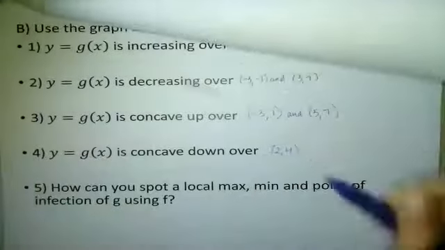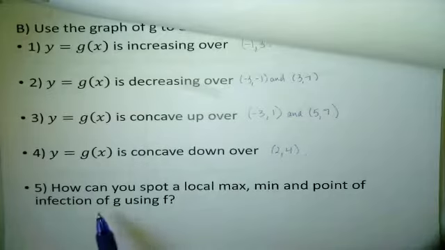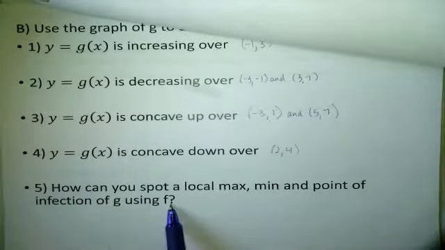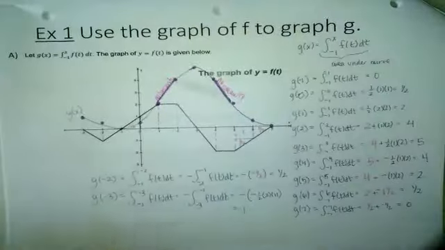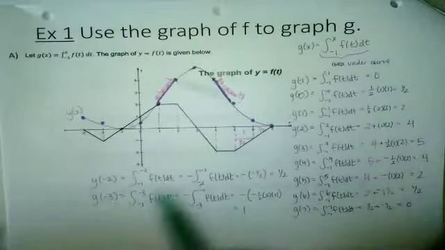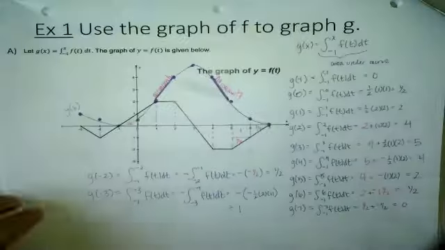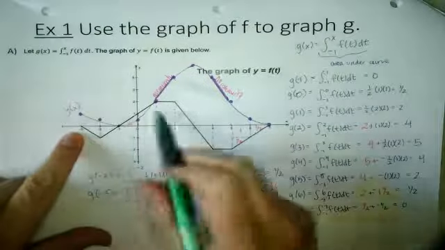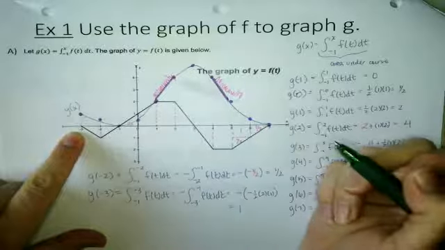Now here's the question we really want to answer. How can you spot a local max, min, and point of inflection of G just using the graph of F that was given to us? So this is a great review, again, of local min and max. So let's look at this. Relative min or relative max, local max or local min. Okay, so what we're looking at with our regular graph of F, that original graph, are critical numbers.